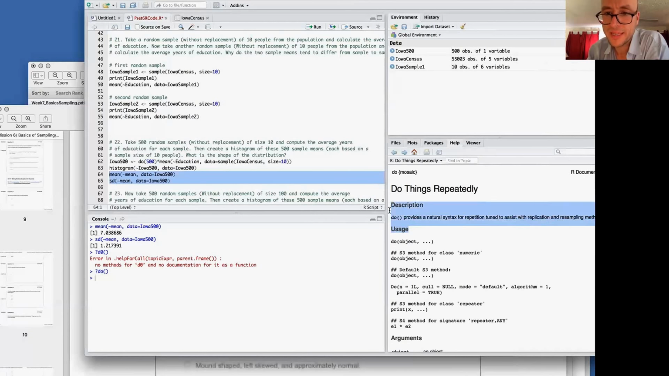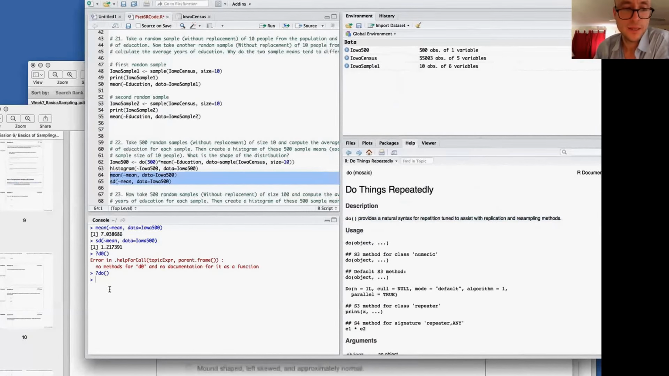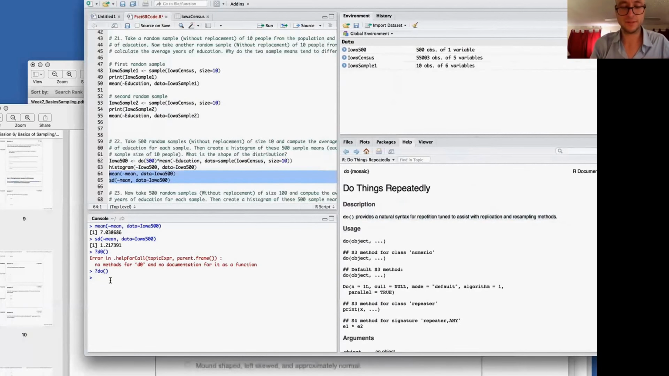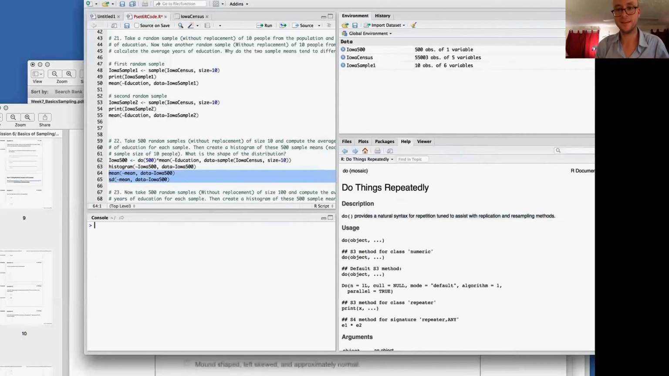Yeah, I think it is, because it provides a natural syntax for repetition attuned to assist with replication and resampling methods. Typically, if we're doing resampling methods, we're going to do it without replacement. There's this whole technique called bootstrapping a standard error, which is kind of neat. Basically, if you want to increase precision, you take your sample and then you take subsamples, and average those. I'm not sure why they call it bootstrapping. There's an idiom where you pull yourself up by your bootstraps, but it's a way to increase precision.